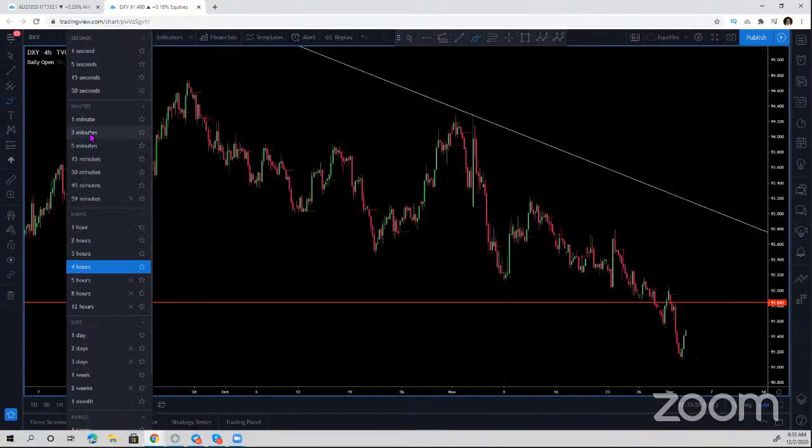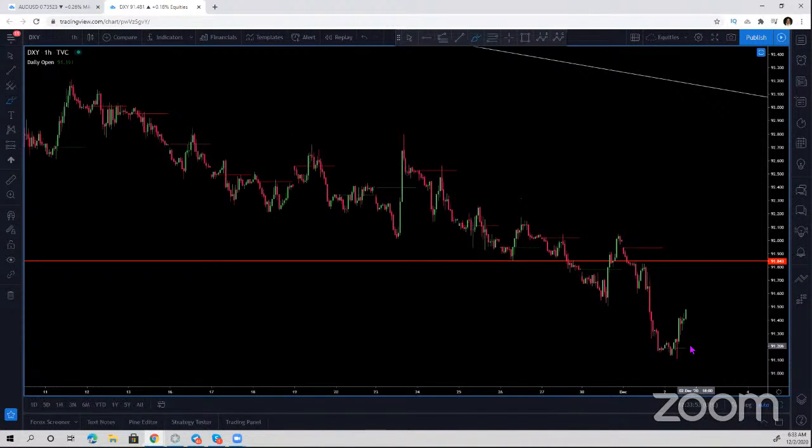Let's go to the hourly chart actually. This green line right here is the daily open, right? So today the US dollar is rallying. And yesterday we saw a big bearish move, the bearish move that broke with this level that we were looking to buy the US dollar last week.